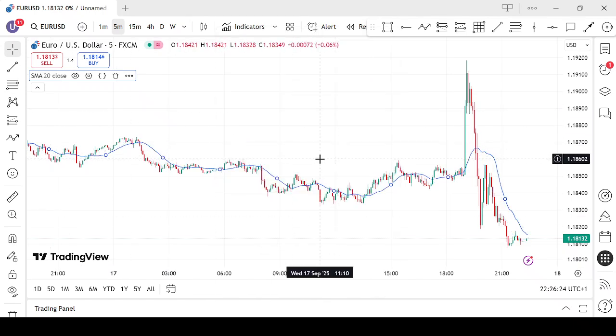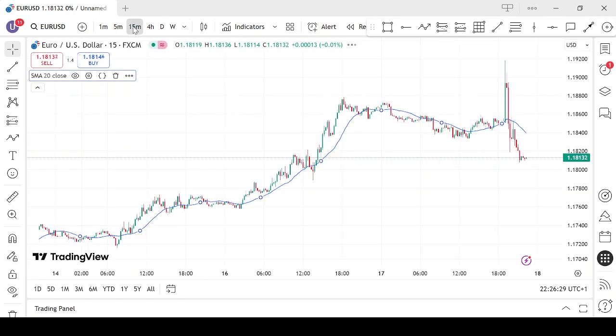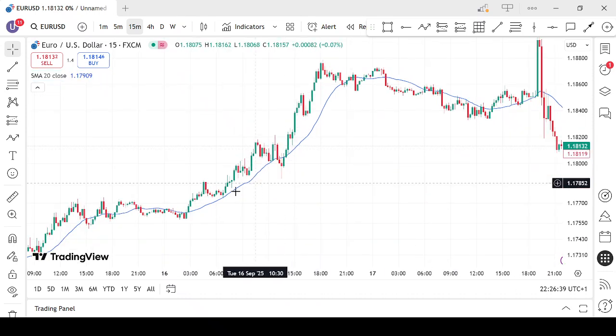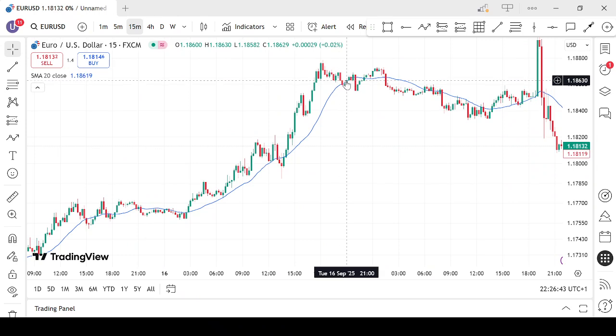First of all, you need to identify the trend. If you can identify the trend using your 20 period moving average, if price is above the moving average, it means that you should be looking for buying opportunities. And as you can see at this area, price was above the moving average, meaning that we should just be looking for buying opportunities at this area in the market.